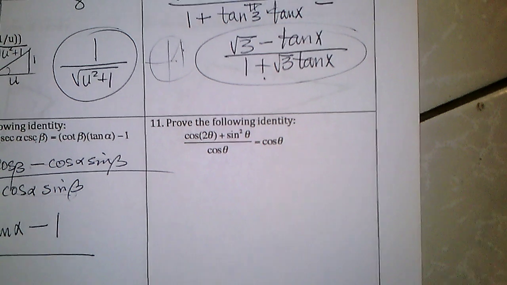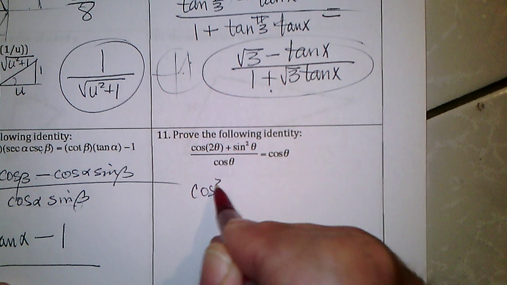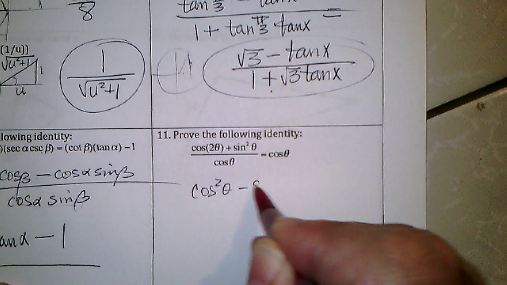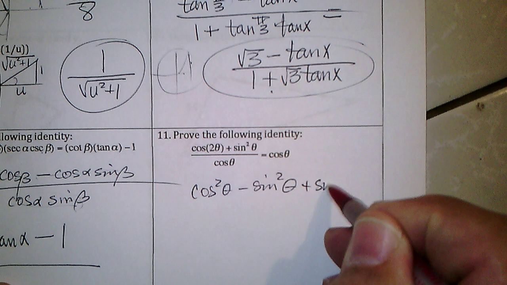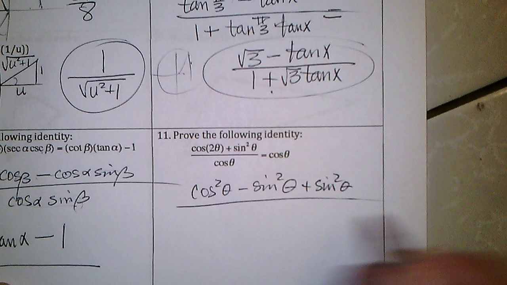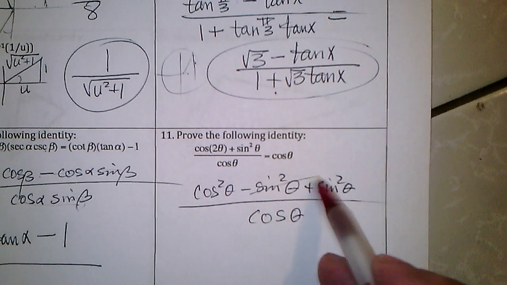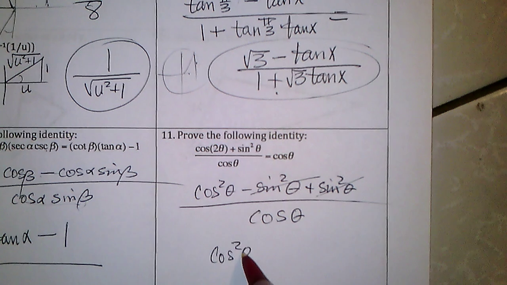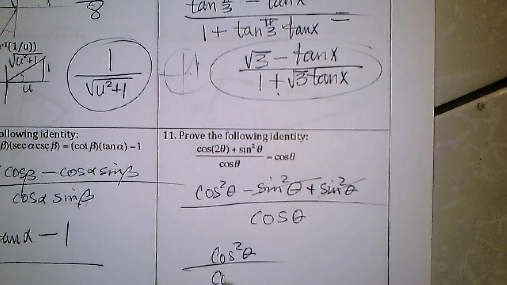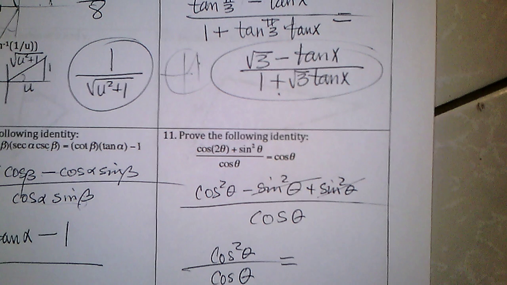Prove this is true. So cosine of 2 theta is cosine squared theta minus sine squared theta, plus sine squared theta, over cosine theta. So these cancel, and I get cosine squared theta over cosine theta, which is cosine theta.